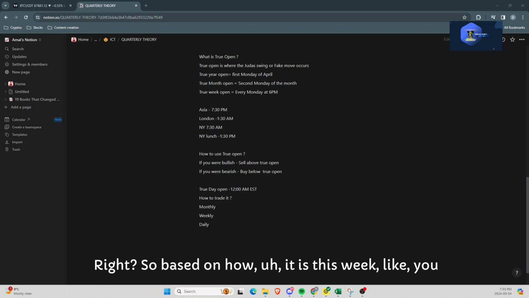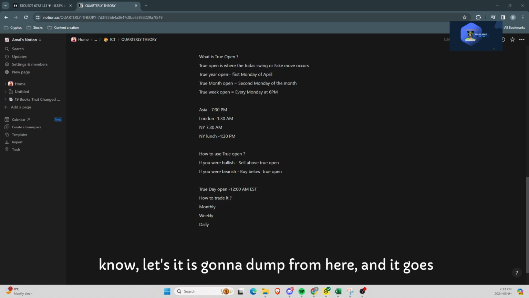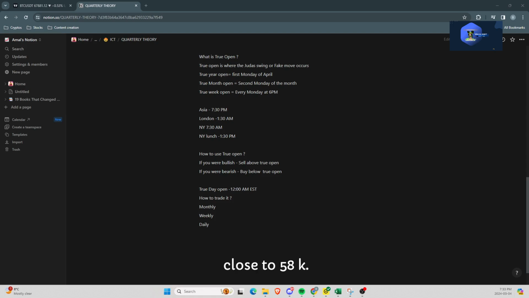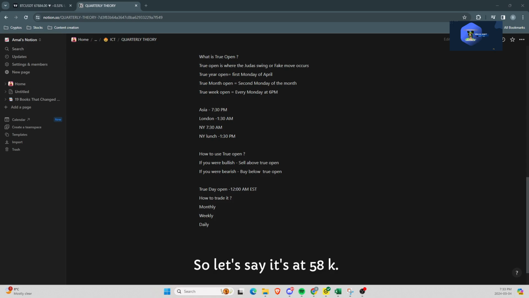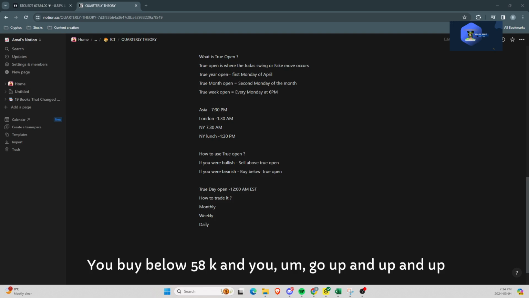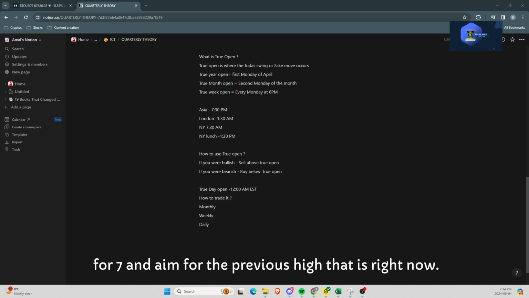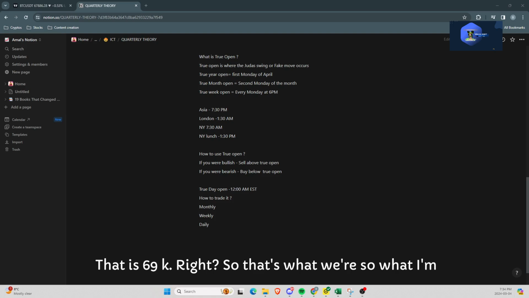Based on how it is this week, let's say it is going to dump from here and goes close to 58K, and the monthly true open is on March 11th. Let's say it is at 58K. You buy below 58K, and you go up and up and up, and aim for the previous high, which is right now 69K, right?